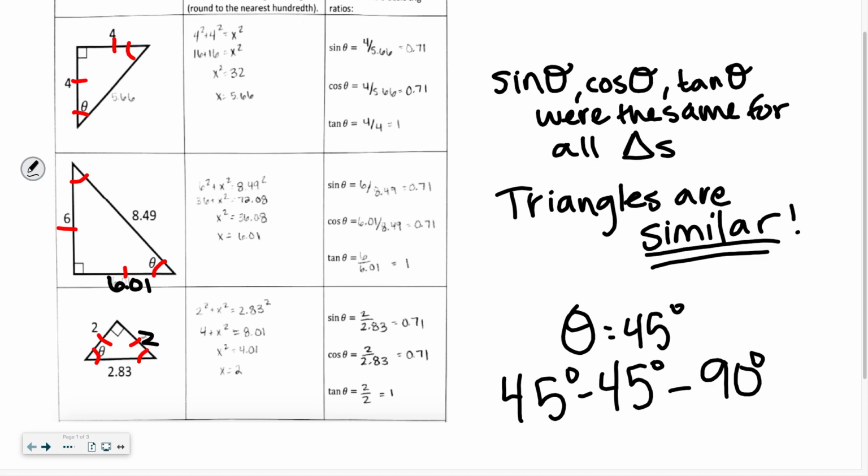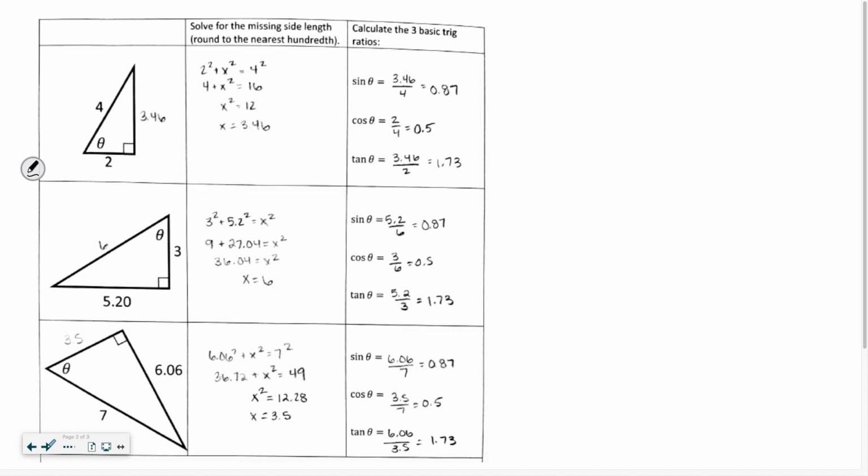Okay, real quickly, we'll take less time on the back because we kind of already figured everything out. On the back side, if you want to check the answers that you have so far, the first missing side is 3.46. This missing side is 6. And in the last one, the missing side is 3.5.